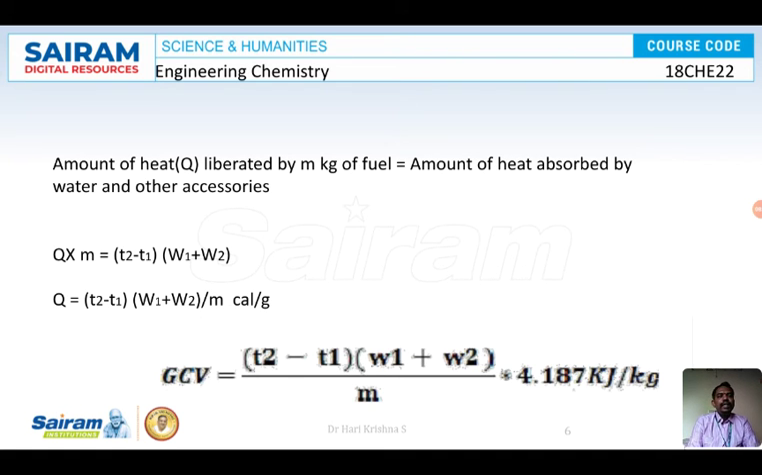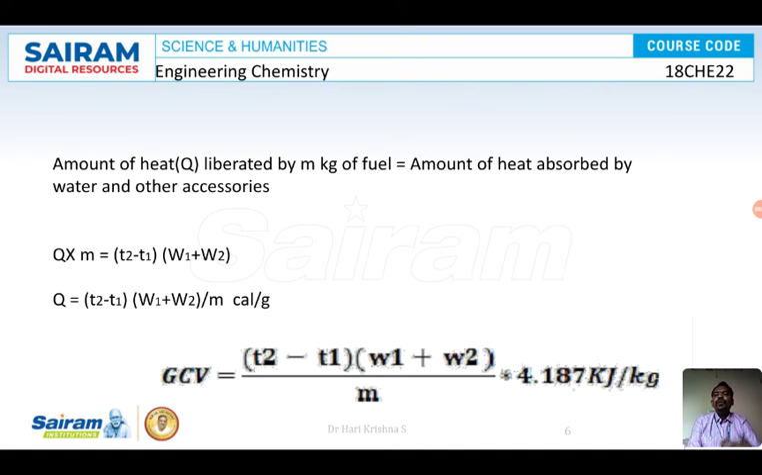Calorie per gram is a CGS unit, so we're supposed to convert it into SI unit. How do you convert? In order to convert calorie per gram into SI unit, you have a conversion factor. What is that conversion factor? Multiplied by 4.187. When you multiply it by 4.187, you get kilojoules per kg. So this Q is nothing but gross calorific value. So gross calorific value is T2 minus T1 into W1 plus W2 divided by M into 4.187 kilojoules per kg. This is regarding GCV.